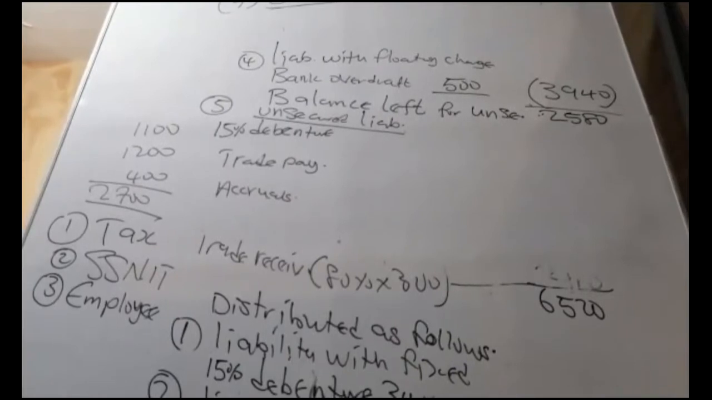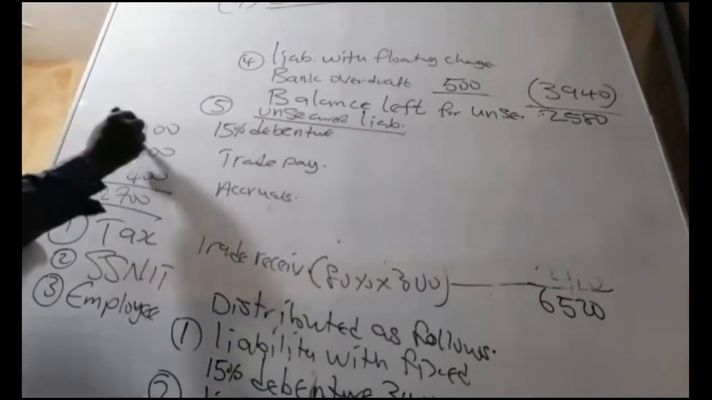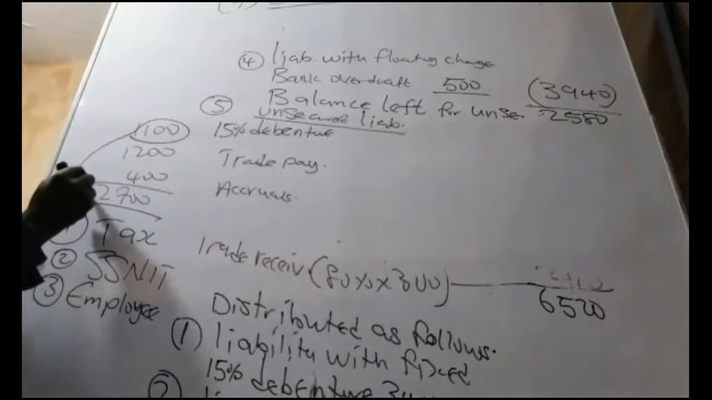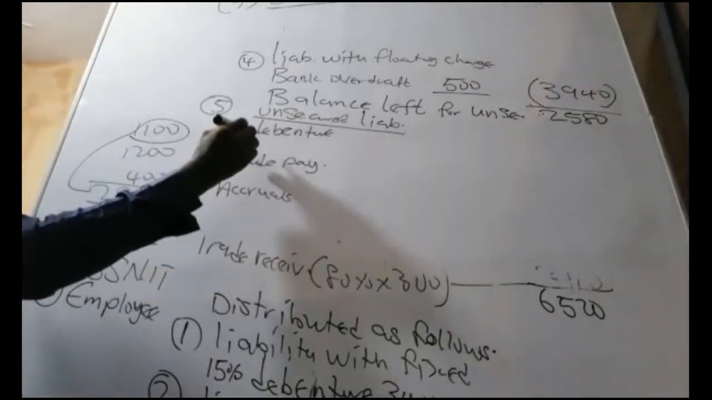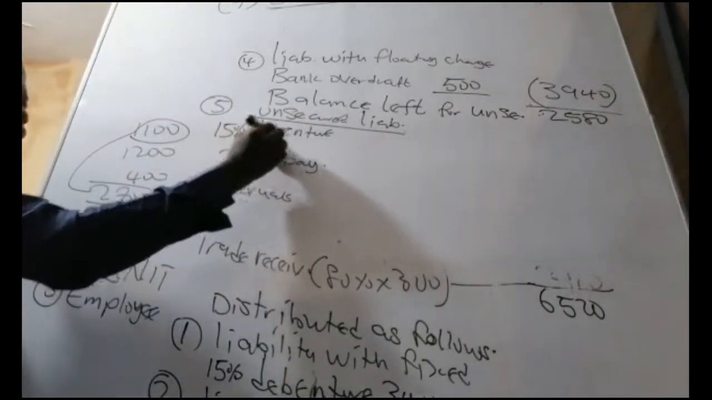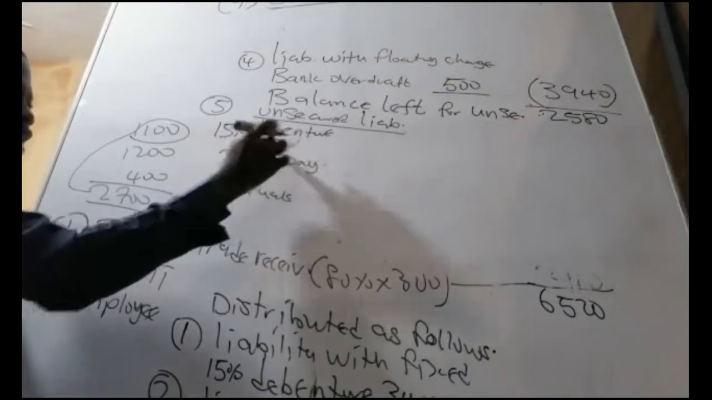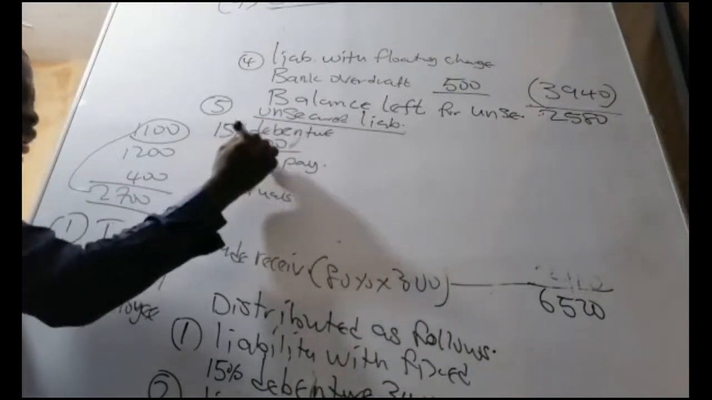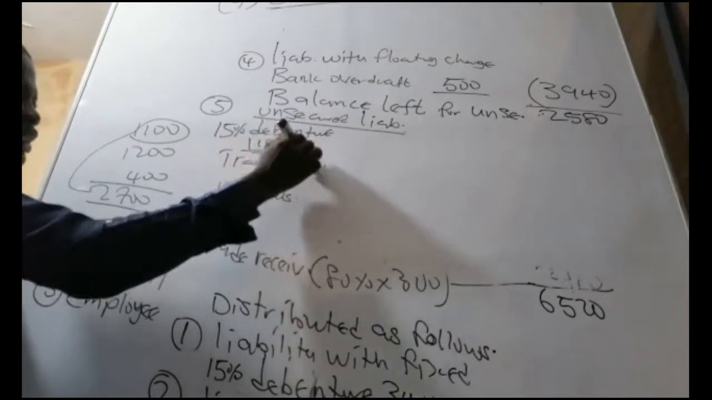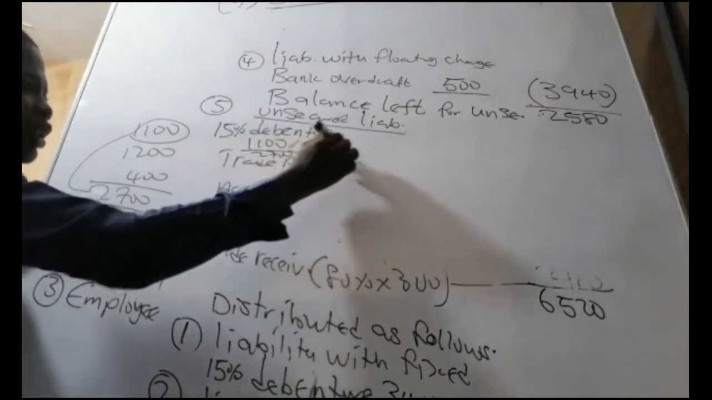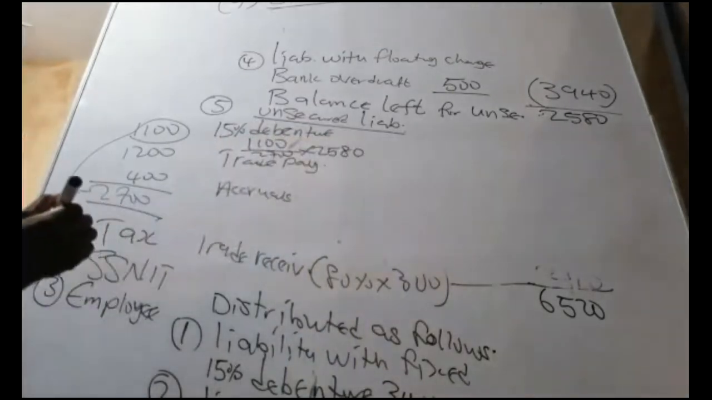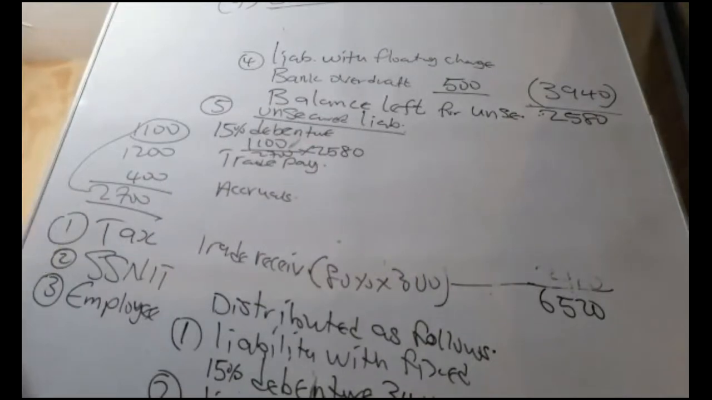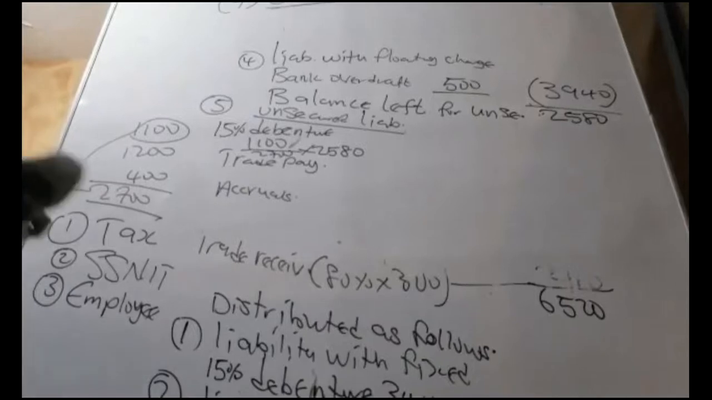So we have to prorate it. How do you do the prorate? You pick this, divided by this, times what is left. So the debenture will be 1,100 divided by the 2,700 times 2,580. How do we get that? Is it still coming clear? Let's write it in full here.